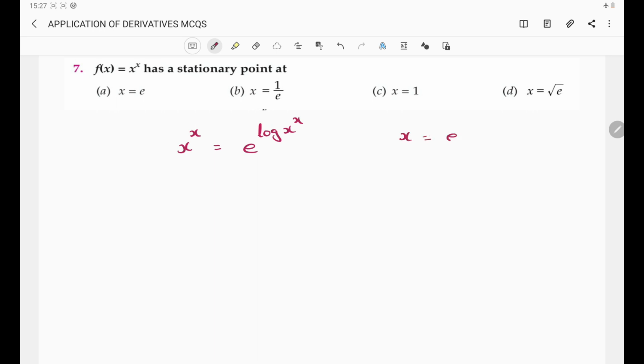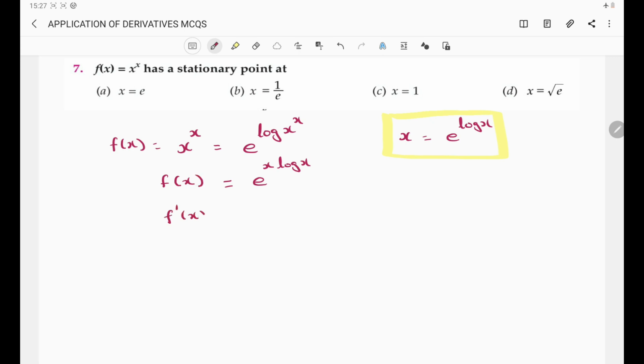x to the power of x can be written as e to the power of log of x to the power of x. The reason is we can write any number x as e to the power of log x. So this is the property. So using this, x is equal to e to the power of log x. So I can write x to the power of x as e to the power of log x to the power of x, which can be written as e to the power of x log x. So this is f of x, and we are going to find the derivative of this.